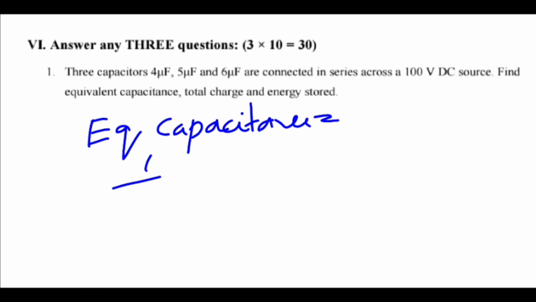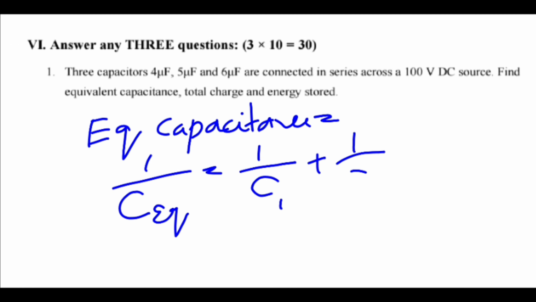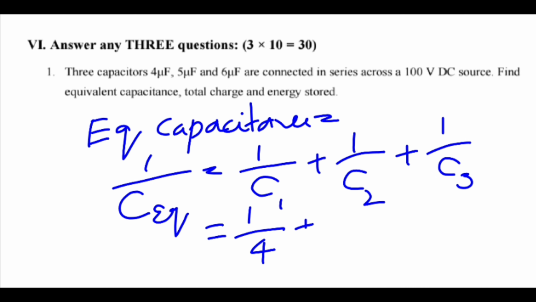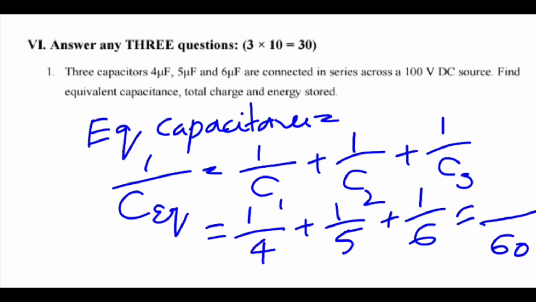So you can write 1 by C equivalent is equal to 1 divided by C1 plus 1 divided by C2 plus 1 divided by C3. Three capacitances are given, so just substitute in this equation: 1 by 4 plus 1 by 5 plus 1 by 6. Now you have to take the LCM of this, and the LCM is 60.